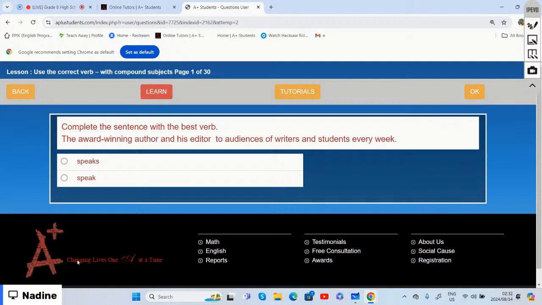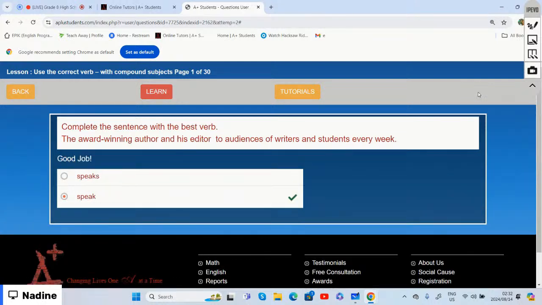And if we were to choose the correct one, we would say that the award-winning author and his editor speak to audiences of writers and students every week.